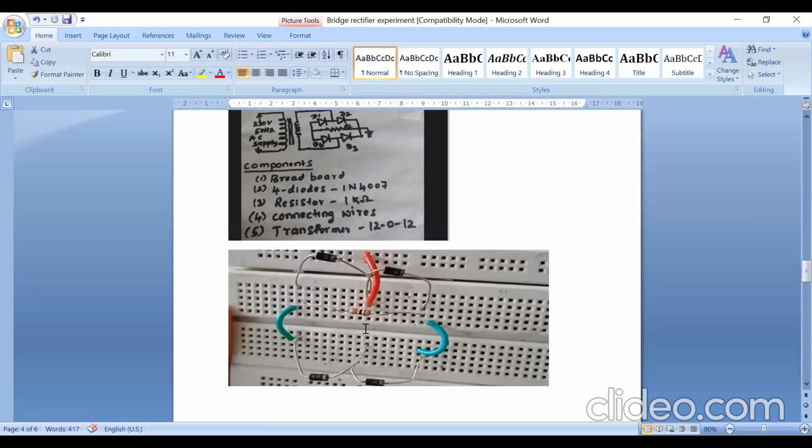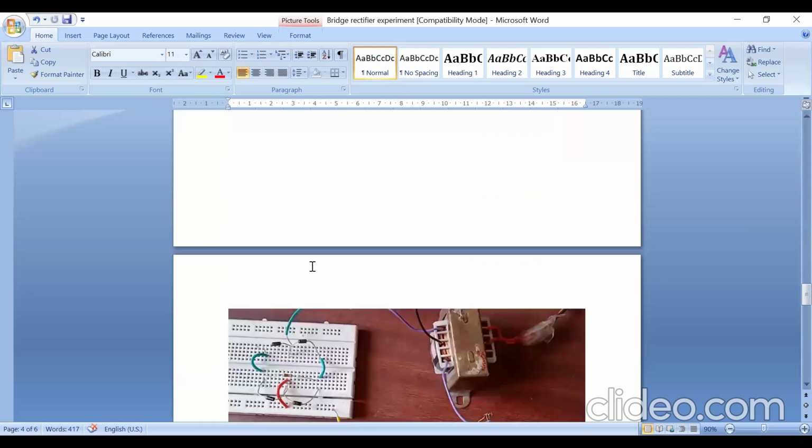Two diodes above the separation line on the breadboard, 2 diodes below the separation line, all in the same direction: anode, cathode, anode, cathode, anode, cathode, anode, cathode. These 2 should come on one point, these 2 should come on one point, and with a wire connect this and this, and between these there is a resistor. This is the small connection.